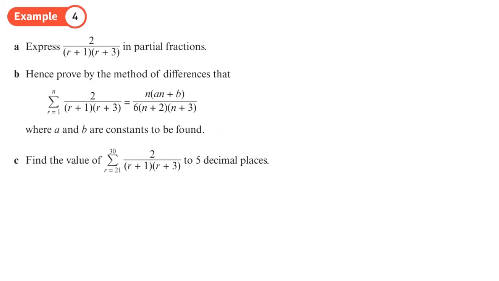Right, let's start with part A. I'm going to give myself plenty of space because I think it's probably going to be a lot of working since there's 3 bits to it. Part A, express that in partial fractions. So I want to express this in the form a over the first denominator plus b over the second denominator.